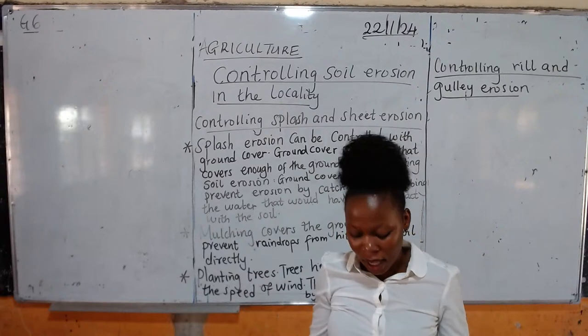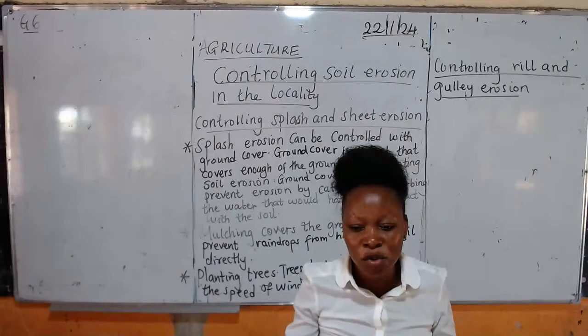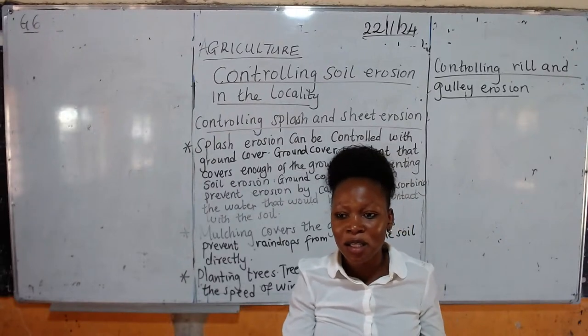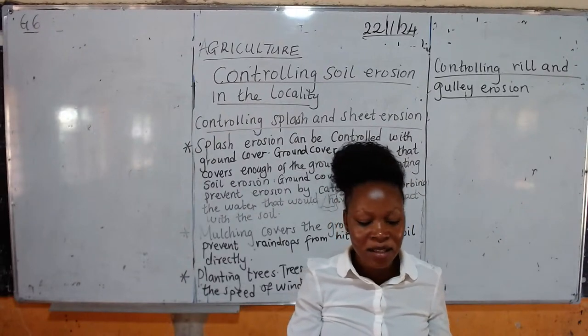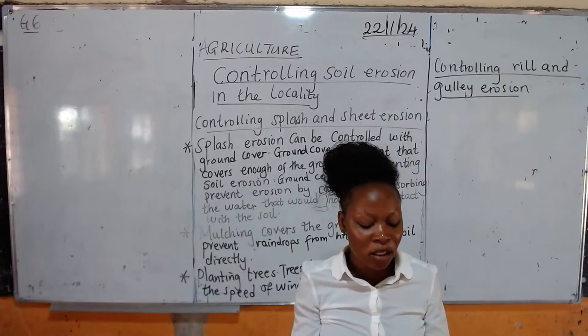Now, suppose you have identified a certain piece of land where we have the rill erosion. What are some of the things that you can do in order to prevent it? Who can just give us one? What can you do to prevent the rill erosion? Yes, Omar?